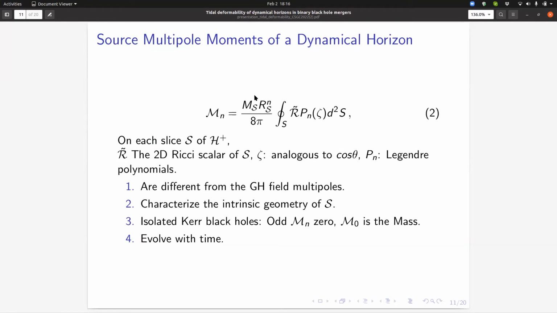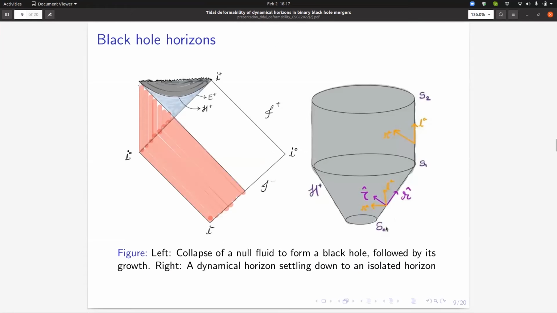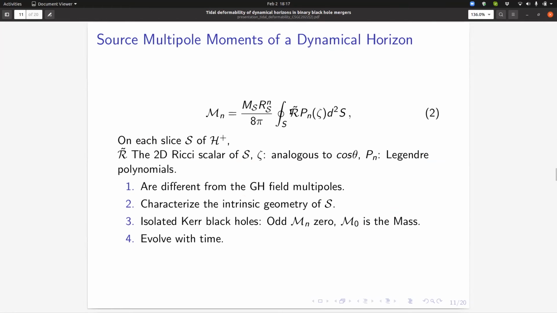In this work, what we attempt to do is to understand the tidal deformation of the horizons of black holes using their source multipole moments, in contrast to the field multipole moments of Geroch-Hansen. These source multipole moments are defined as integrals over each leaf of the dynamical horizon S, which I represented here. They involve an integration of the two-dimensional Ricci scalar of that surface, labeled as R tilde here, and they are integrals which go right over the surface. These represent the geometry of the horizon.